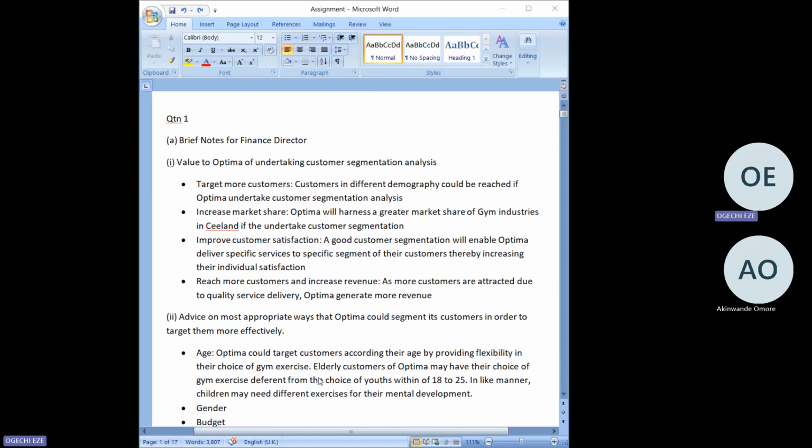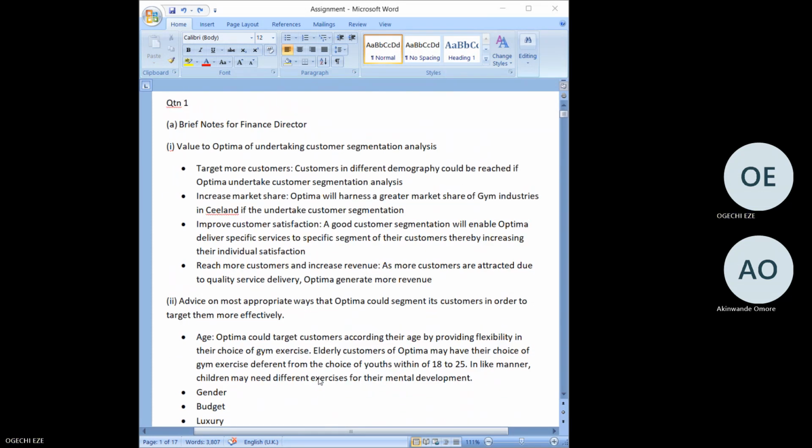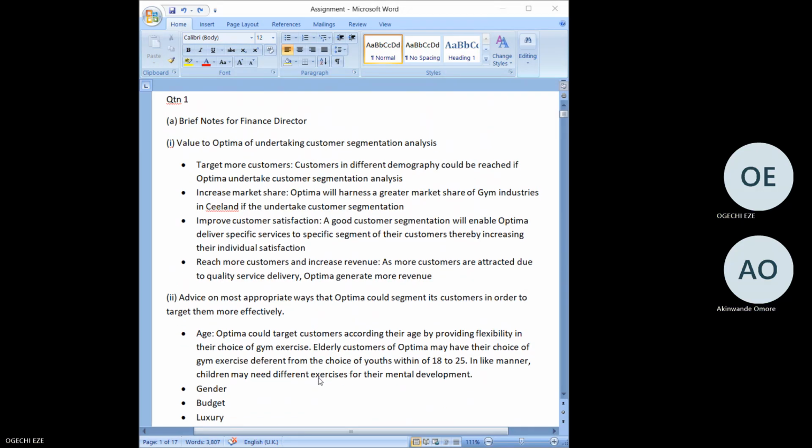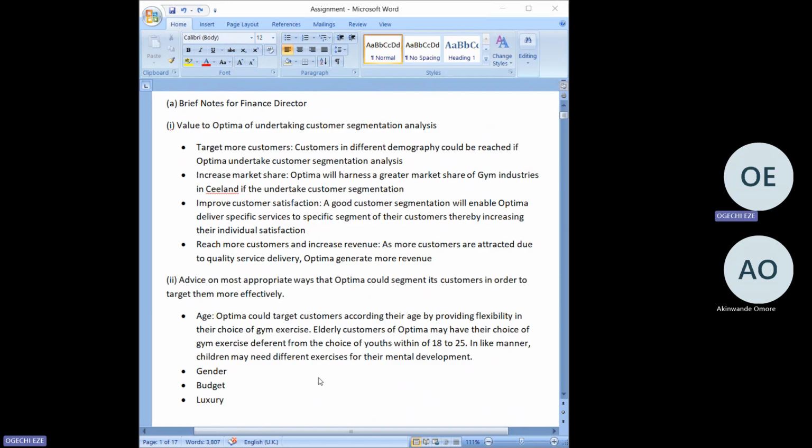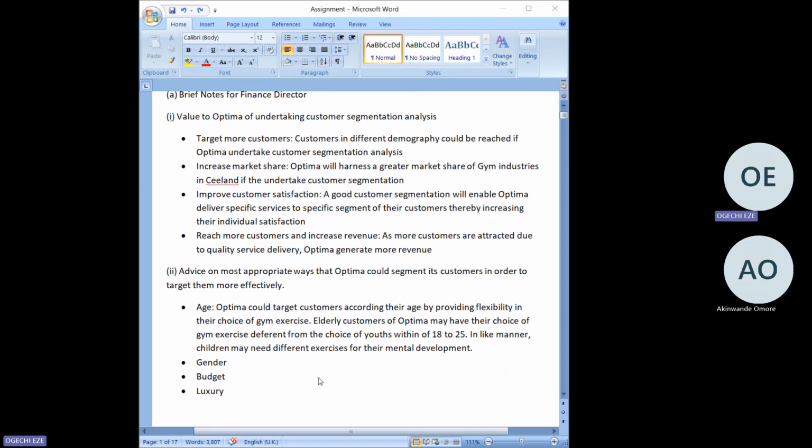Okay, I didn't organize them properly. The question says the value to Optima of undertaking customer segment analysis. I just mentioned some of the points. I feel that it will help them to target more customers, when customers from different demographics could be reached, if Optima undertakes customer segment analysis.